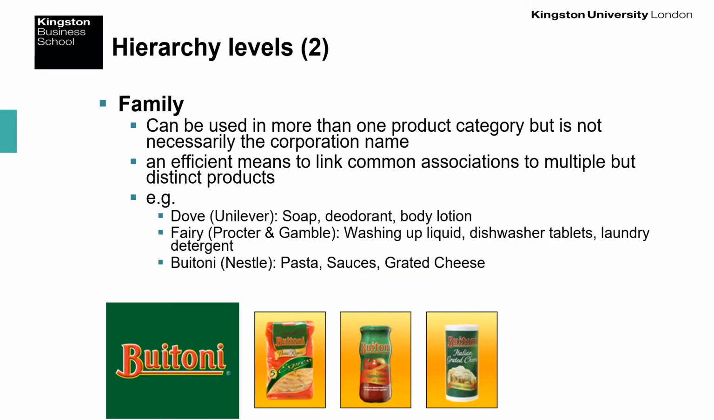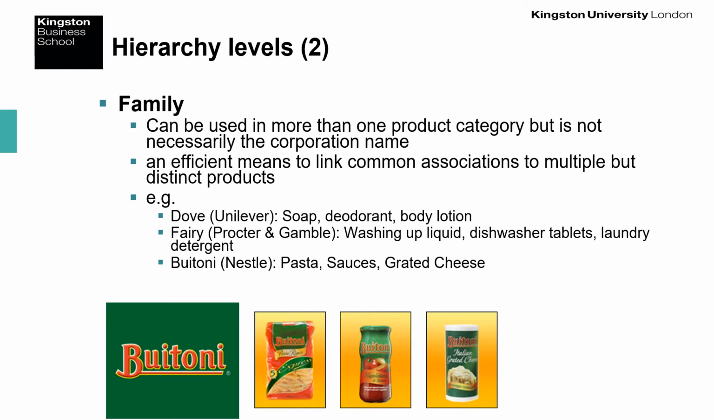Thinking now about the family brand, the next level down in our branding hierarchy. As I said earlier, this is used to group together, to link a related set of products. And it is not necessarily the same as the corporate name. It can be used in one product category or across product categories to unify and to link and connect products that an organisation markets, to give those products common associations. And it's a very efficient means of doing that, of linking products together and giving them these common associations.